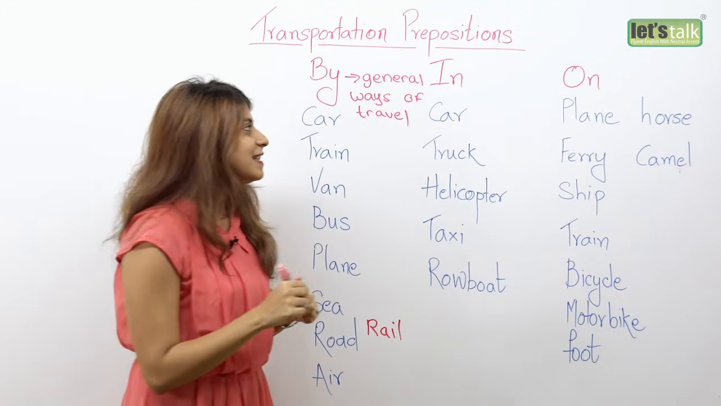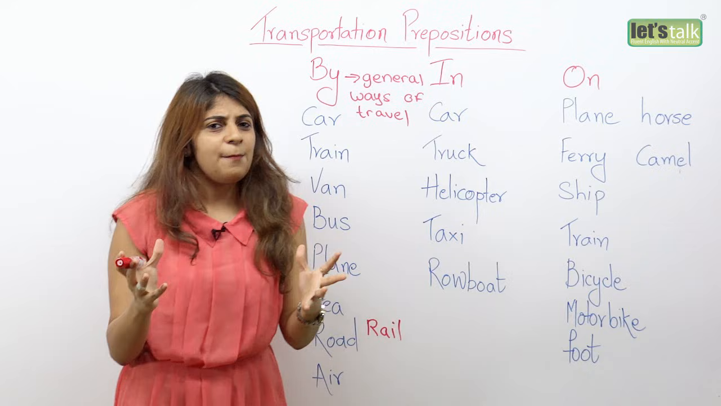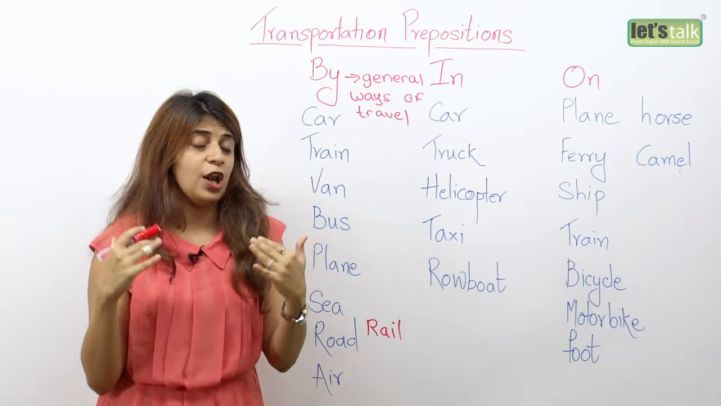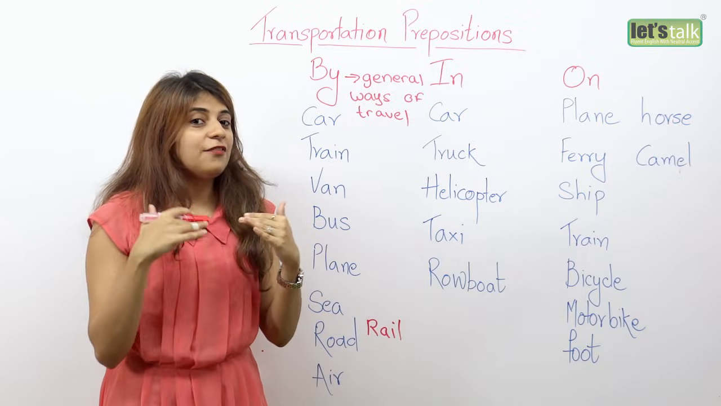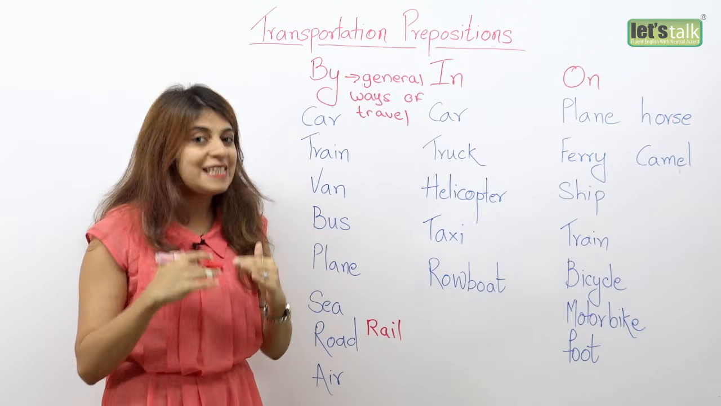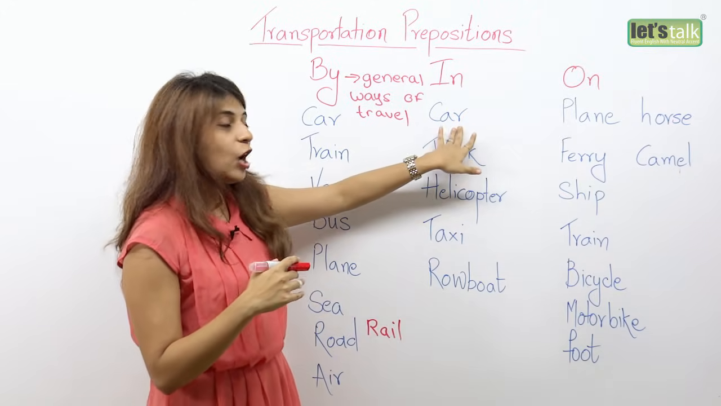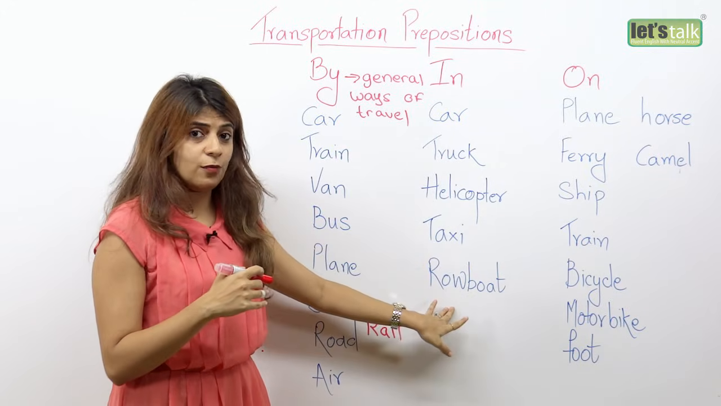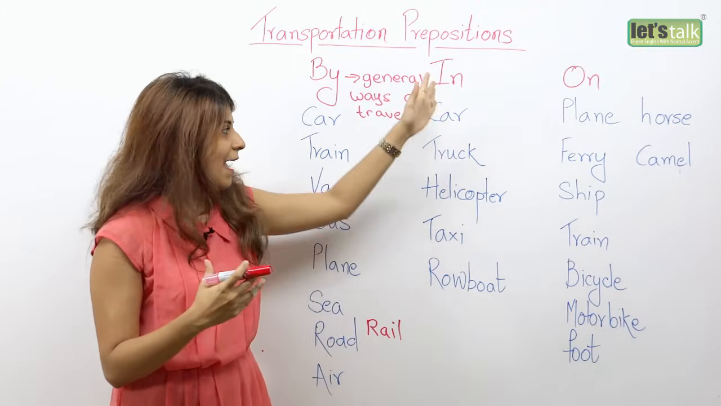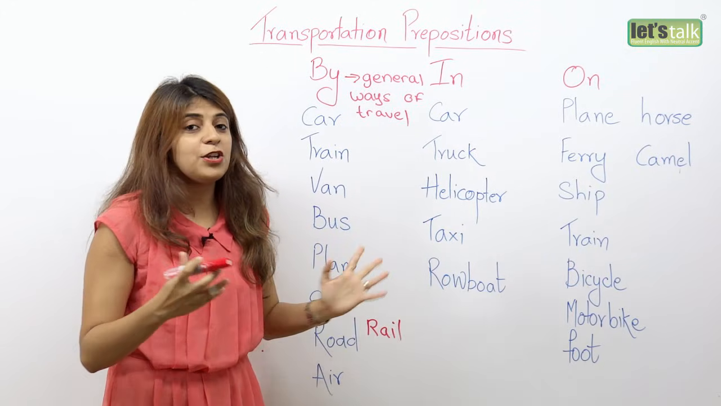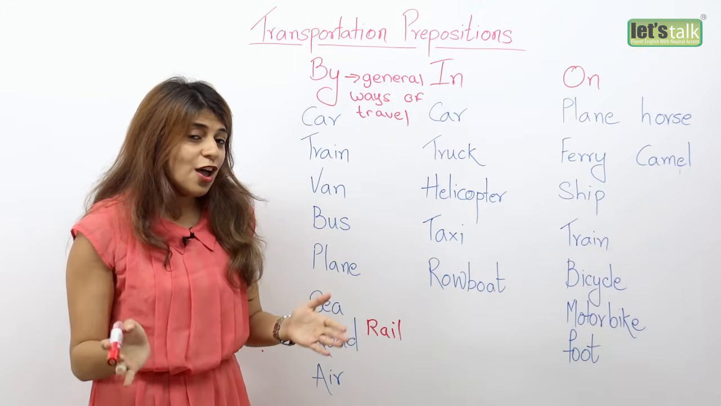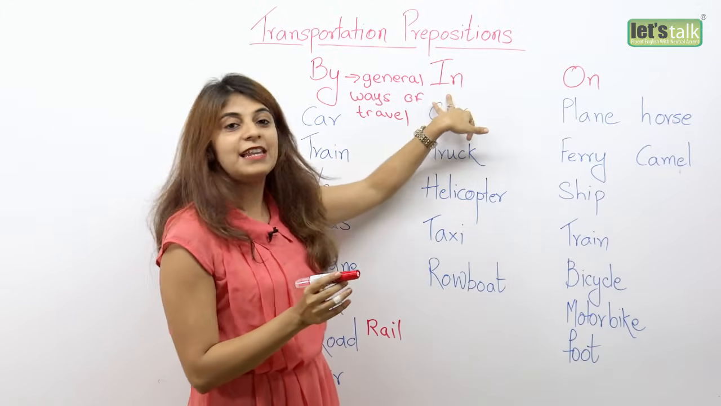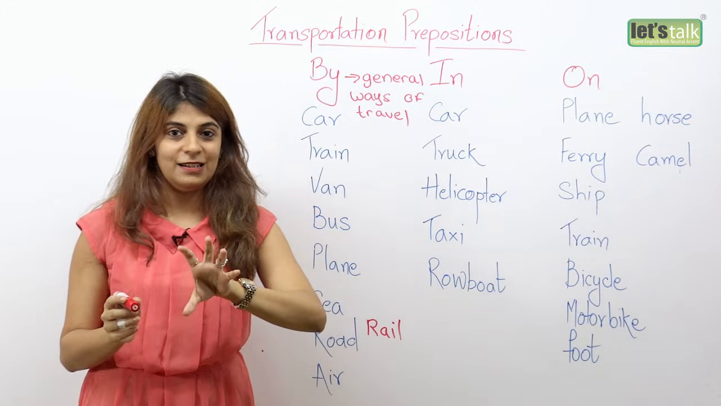What you can do is, let's think about the vehicles that we can sit in. Okay, we cannot stand in that vehicle, but the vehicles that we can only sit inside are car, truck, helicopter, taxi, rowboat. Now, you cannot stand in these vehicles, right? Especially when they are in motion. So, the vehicles that you can sit inside, you will end up using the preposition in.